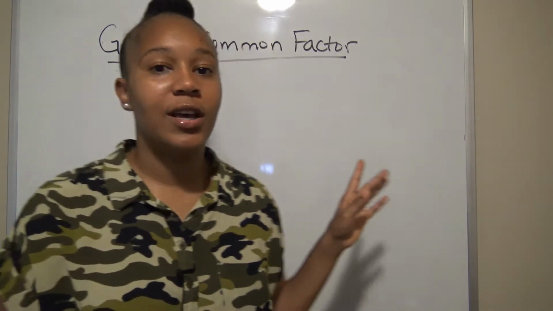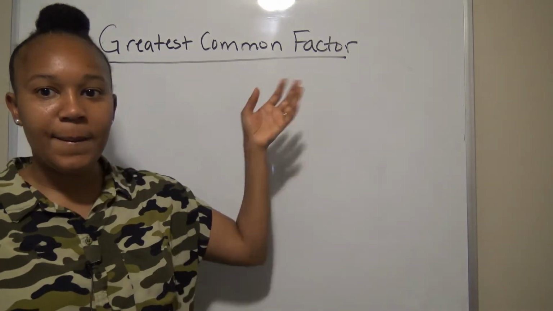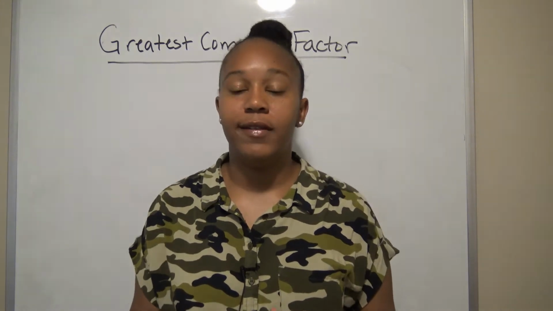In this video, we're going to talk about how to find the greatest common factor. All right, so what is the greatest common factor? So first, in order to understand the greatest common factor, you have to understand what a factor is. A factor is taking a number and writing it as the product of two or more numbers. So you have to have multiple numbers or terms or expressions to be able to find the greatest common factor.